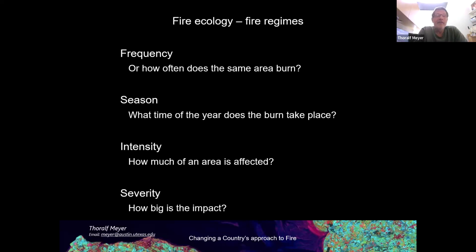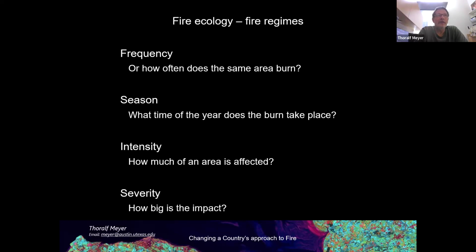And the other one is fire season. In our case in Botswana, we have a distinct wet season, or growth season, and a distinct dry season. Now there is a big difference if a fire hits a certain area at the beginning of the dry season or the end of the dry season. And this is related to fuel moisture.